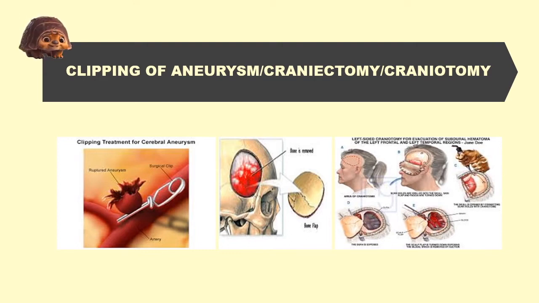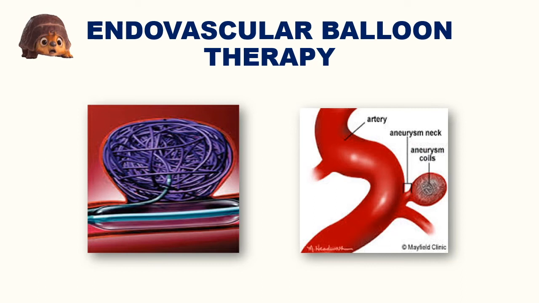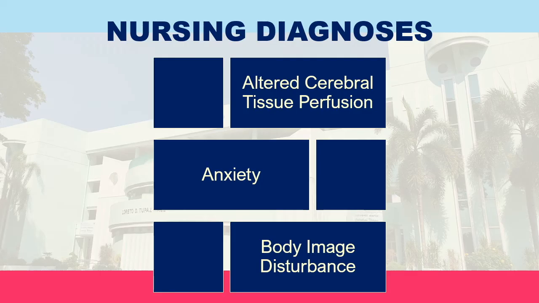Then you have your clipping of aneurysm. So class, when I say clipping of aneurysm, you're basically clipping the aneurysm. The purpose of the clip, class, is to reduce the blood supply going towards that part of the body, with the hope that the aneurysm would become necrotic. Then we also have your endovascular balloon therapy, with the use of your coils there. And then class, you have the following nursing diagnosis. So the nursing diagnosis could be altered cerebral tissue perfusion. It could also be anxiety, and it could also be body image disturbance.